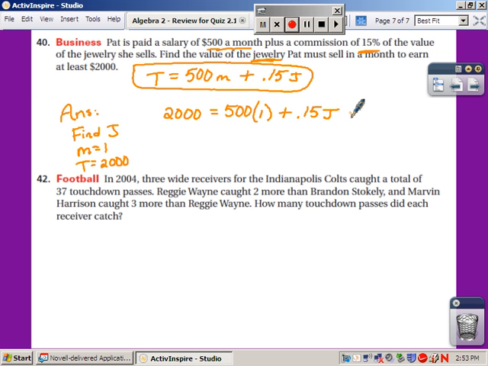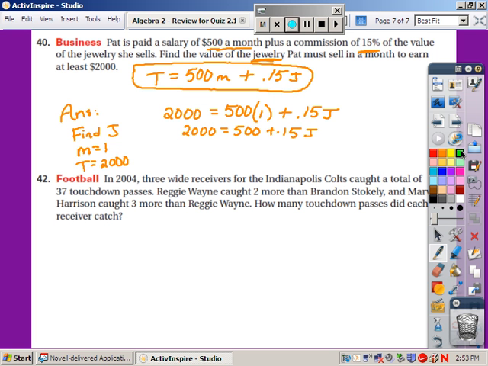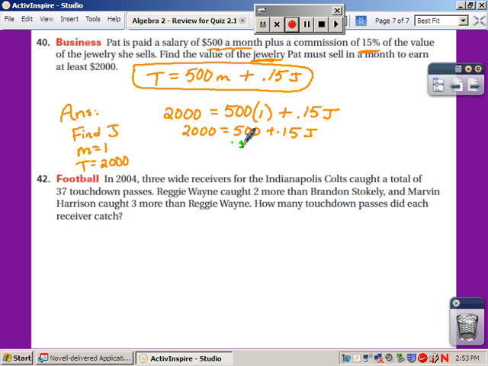So what we really get is 2,000 equals 500 plus 0.15J. Okay, well, then to solve this, I've got to subtract off the 500. That gives me 1,500 equals 0.15J. And to get J, I'm just going to divide both sides by 0.15. And I get J equals 10,000.